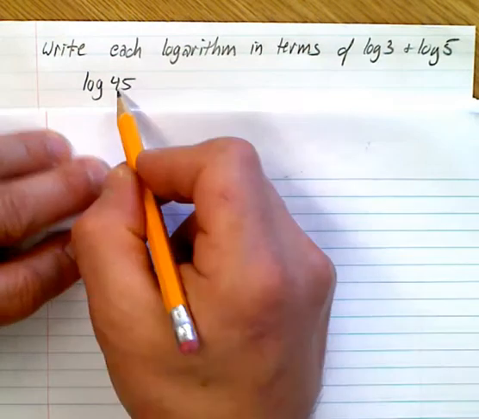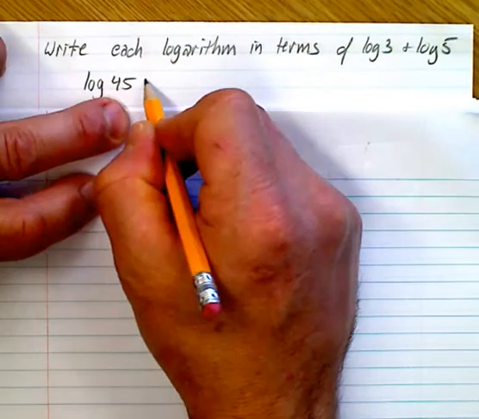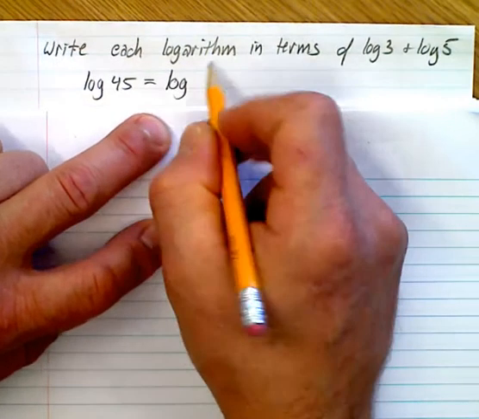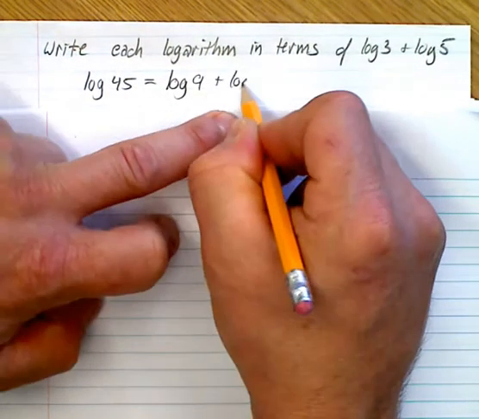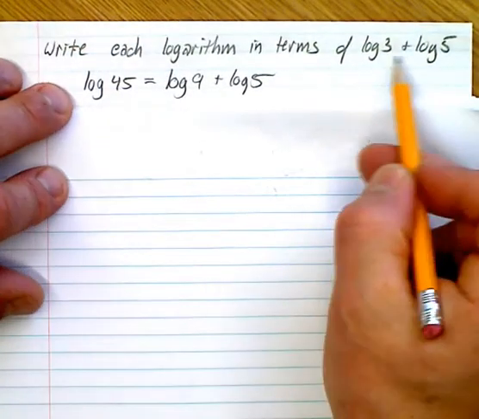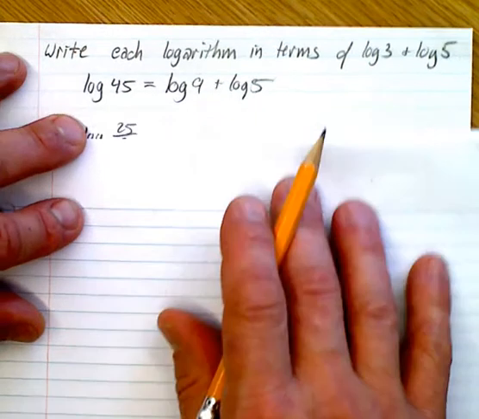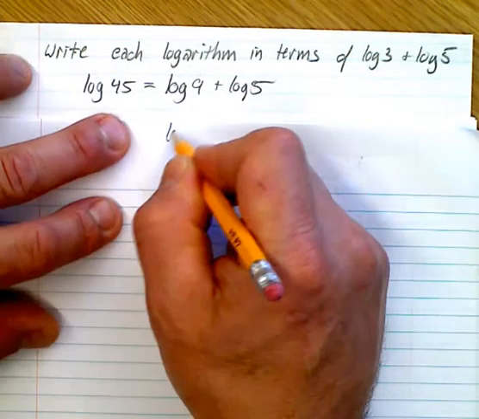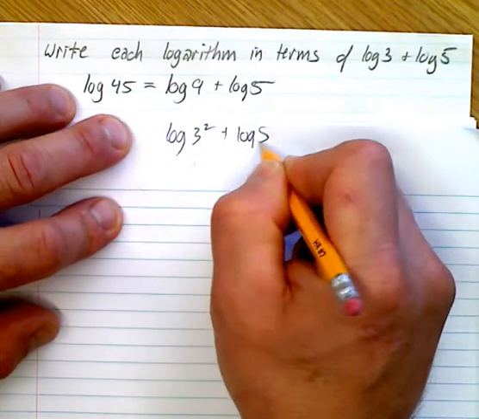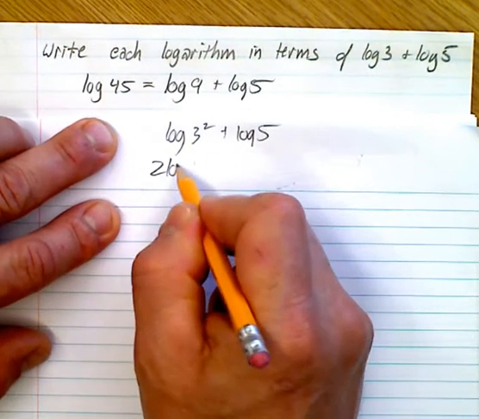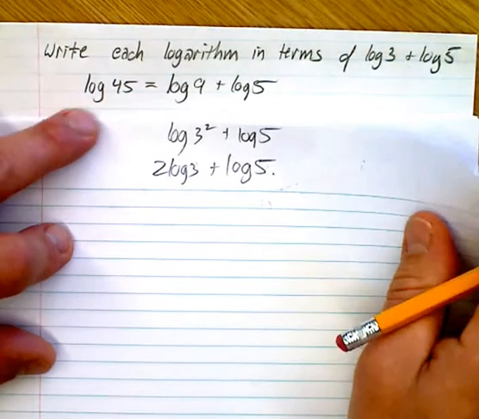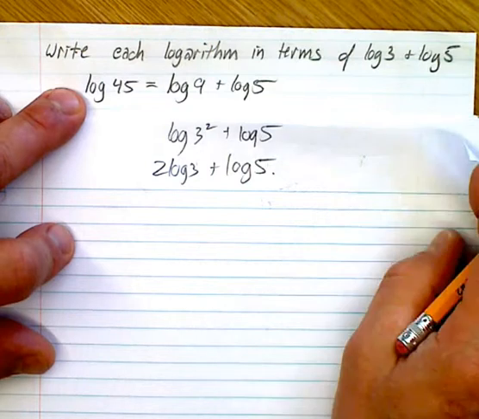So you want to break this down into log 3 and log 5, right? So what we do is we look at this and remember that you can break it up into its two factors. So log 9 plus log 5. Why did we choose those? Well, it's a logical choice if we're trying to make 3 and 5 here. We already have a 5. How do I make a 3 here? Well, that's going to be log 3 squared plus log 5. And we know that the 2 can come up front, so it's 2 log 3 plus log 5. That would be how we simplify this in terms of log 3 and log 5.